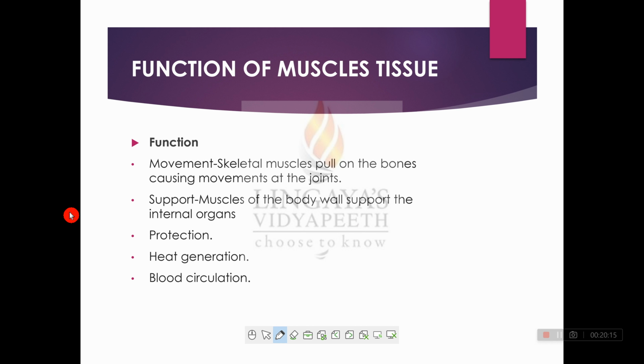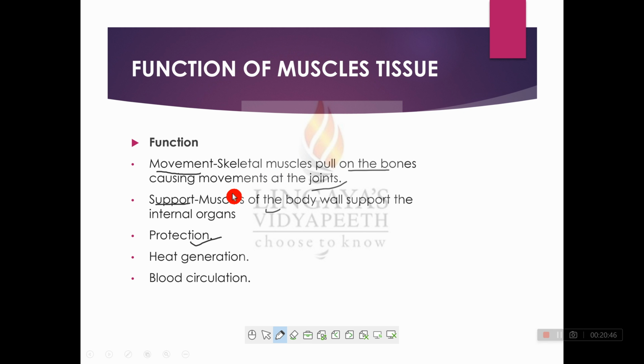Alright. Now talking about the functions of muscular tissue. Number 1, it helps in movement. The skeletal muscles that are present on the bones cause the movements of the joints. Second function is support. The muscles lining the internal organs support the organ and help keep it in an erect position.